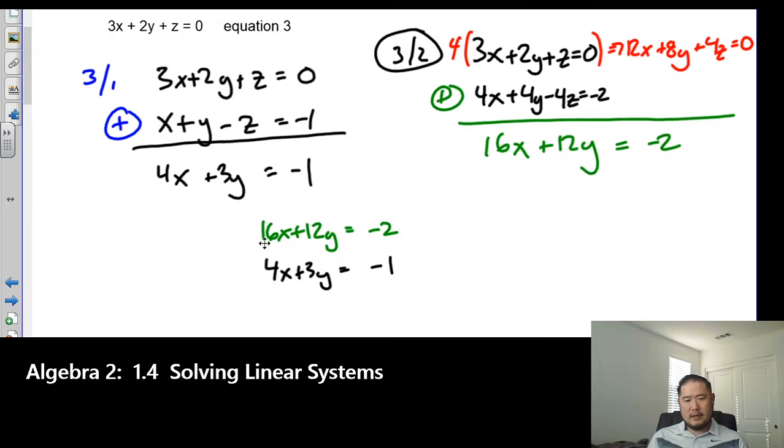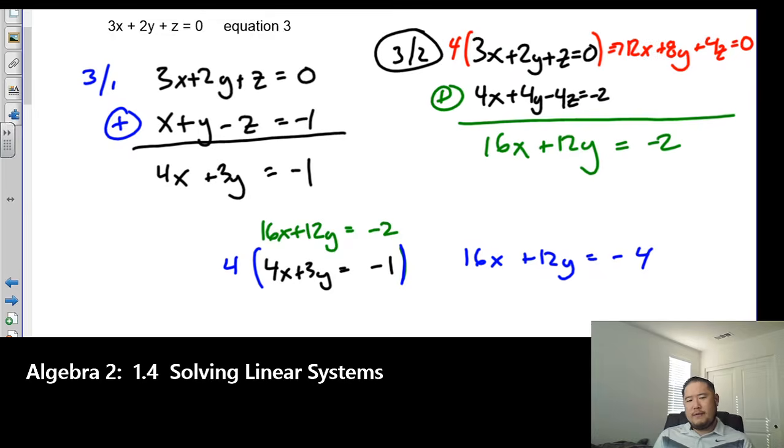How about right here? Let's get rid of the x. So if we want to get rid of the x, I've got to figure out what the LCM of 16 and 4 is. And that right there is going to be 16. So that means I've got to take this bottom equation and multiply it by 4. By multiplying it by 4, I end up with 16x plus 12y is equal to negative 4.